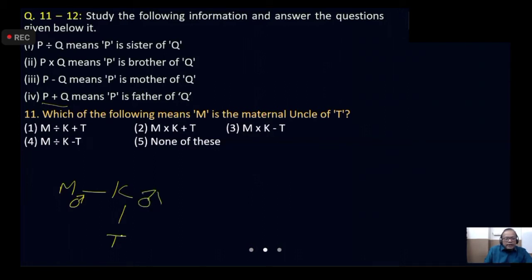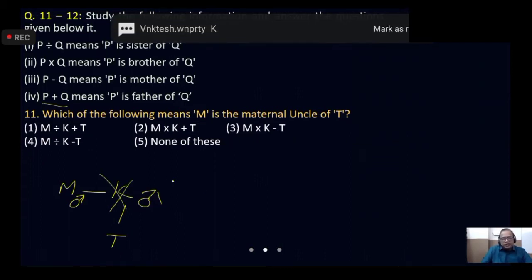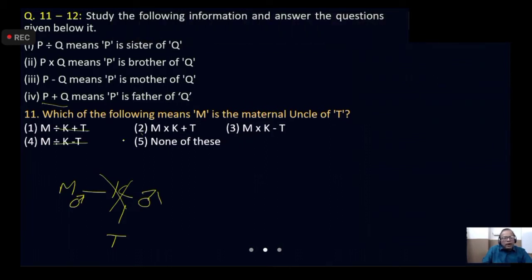So K is father, which means male. T's father is K, K's brother is M. Brother of father is uncle. But what exactly do they want? Maternal uncle, not paternal uncle. So choice number 2 is uncle but not maternal. So this cannot be the answer. This is not satisfying the condition. So choice number 2 is eliminated.